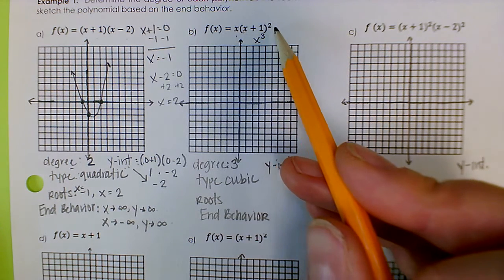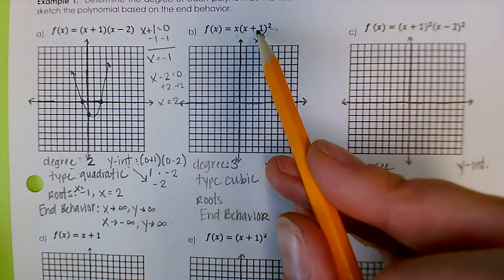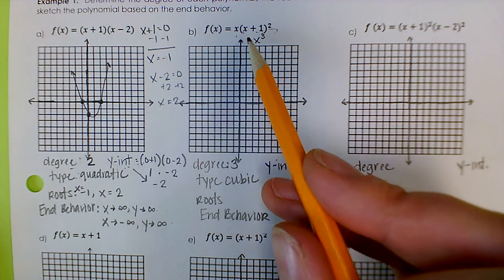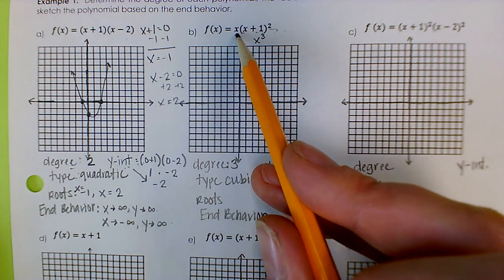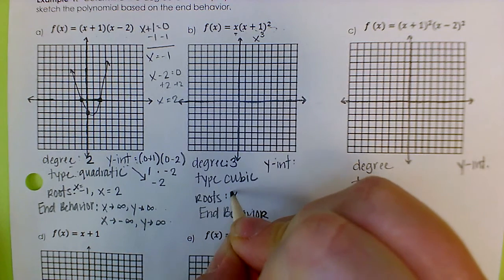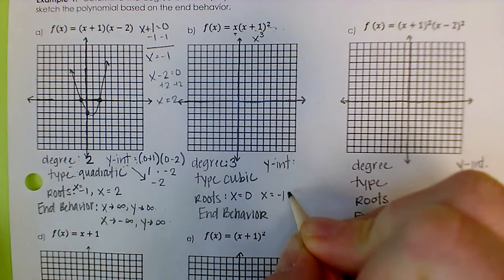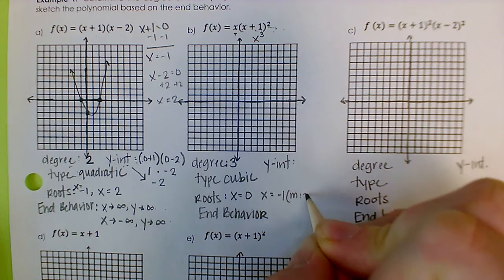Okay, our roots. See how the x plus 1 is squared? That means it's going to be a double, so it's a multiplicity of 2. Negative 1, the opposite. And if you set this equal to 0, you just get x equals 0. So the roots are x equals 0 and x equals negative 1 with a multiplicity of 2.